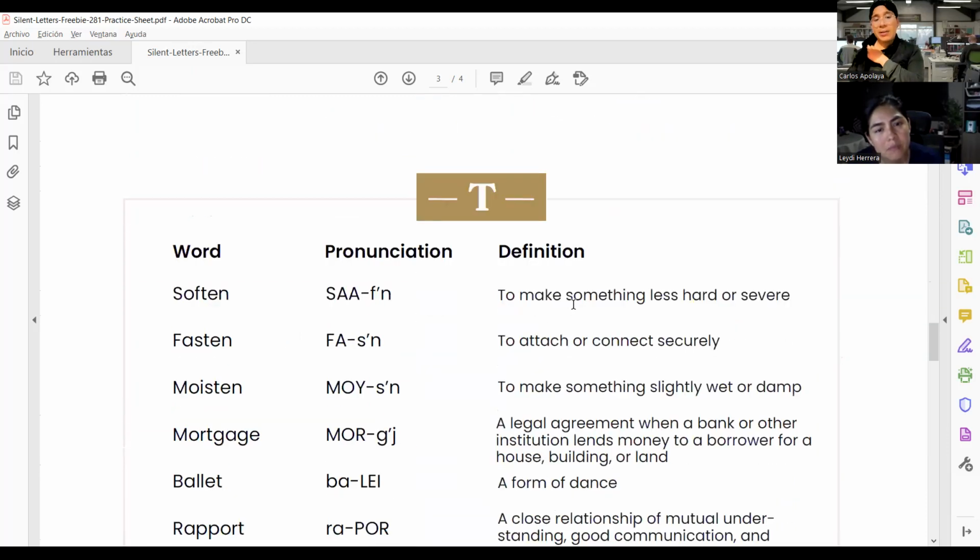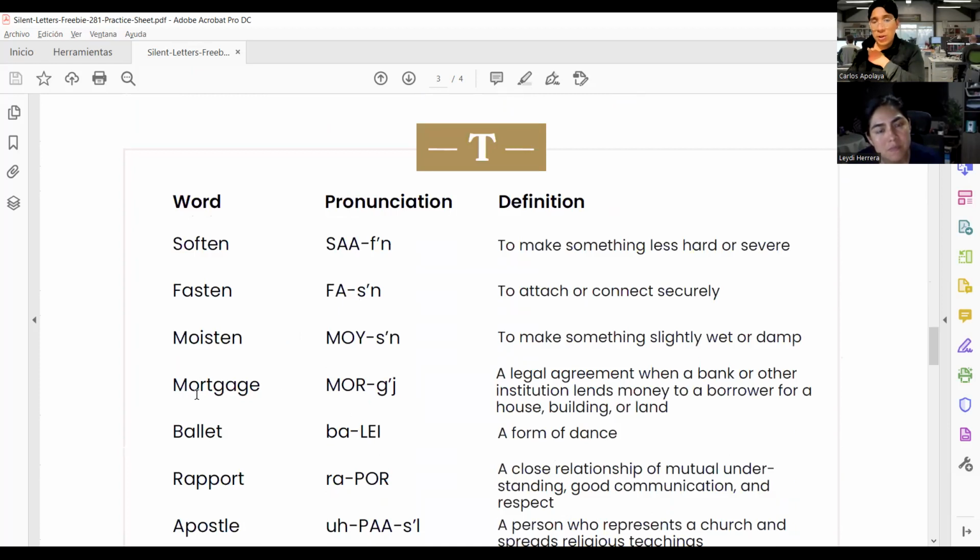And with the T, okay, they are more common, like mortgage, fasten. We don't pronounce the T, okay? Fasten. Do you remember unfasten? You don't say the T. You say unfasten, yeah?